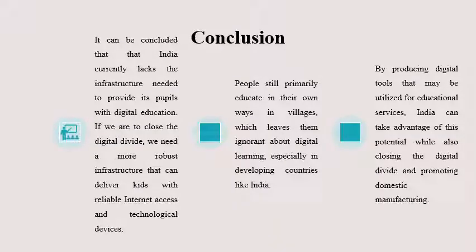At last, it can be said that India currently lacks the infrastructure needed to provide its pupils with digital education. If we are to close the digital divide, we need a more robust infrastructure that can provide kids with reliable internet access and technological devices. People still primarily educate in their own ways in villages, which leaves them ignorant about digital learning, especially in developing countries like India. By producing digital tools that may be utilized for educational services, India can take advantage of this potential while also closing the digital divide and promoting domestic manufacturing.